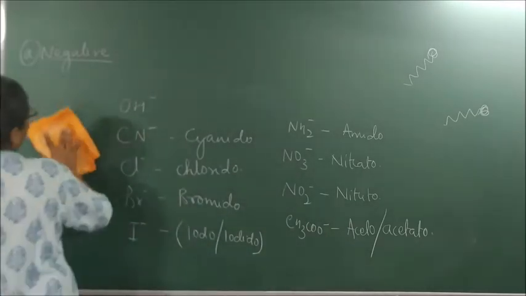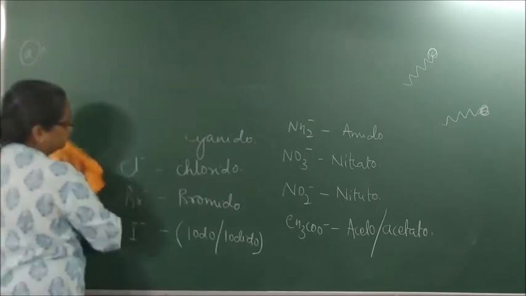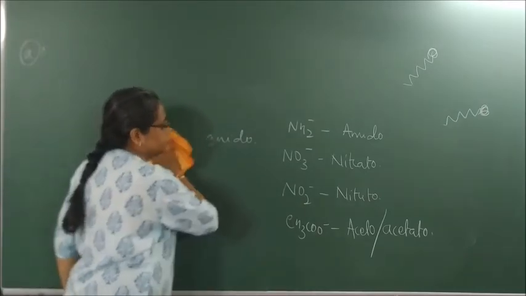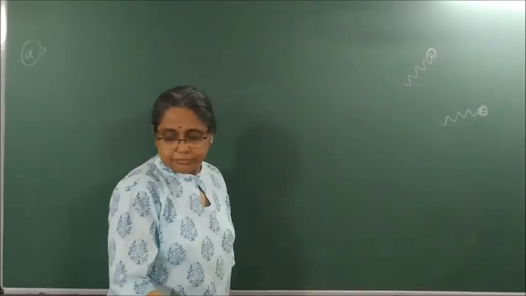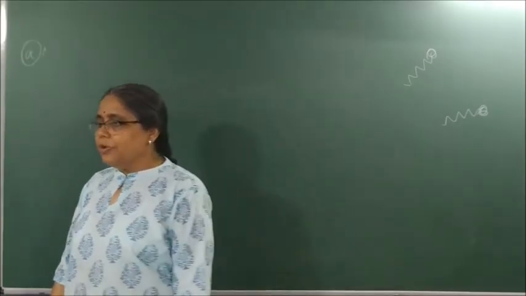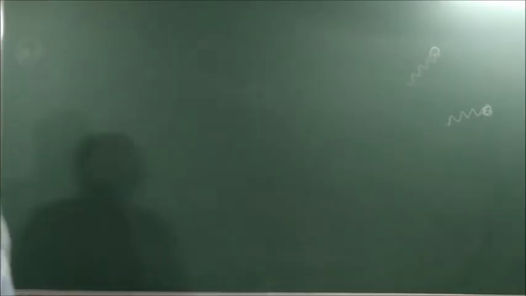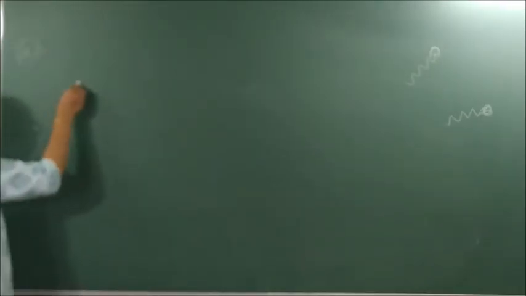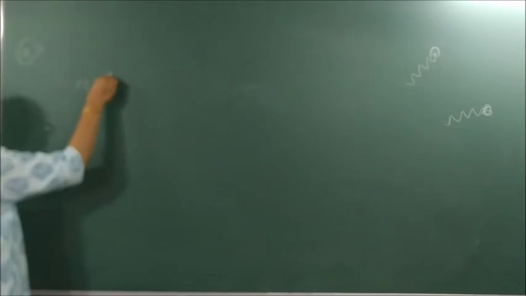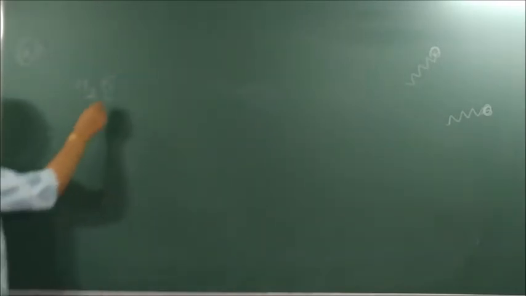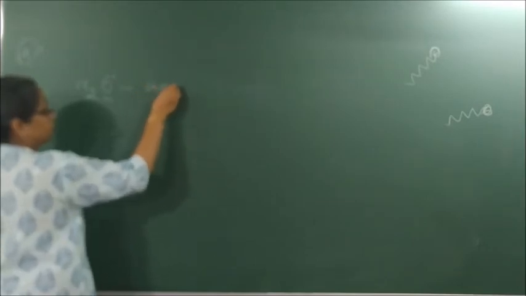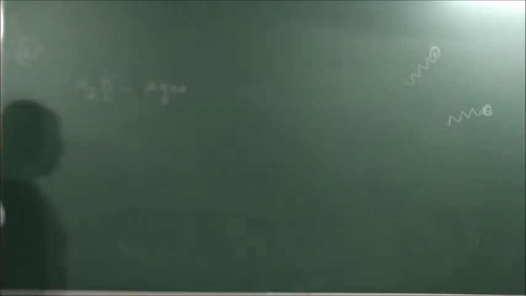Please write neutral ligands. Neutral ligands will only have what? Lone pair electrons. The first neutral ligand is H2O. It is not called as water, but it is called as what? Aqua. It is called what? Aqua. Aqueous solution. So aqua. Okay?